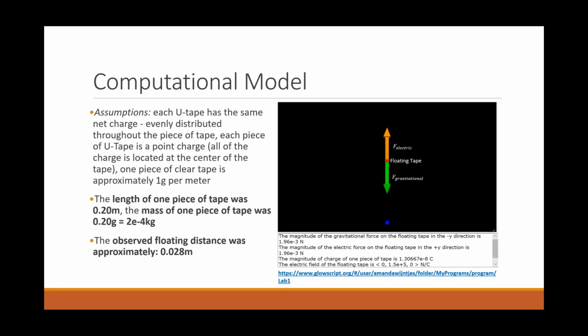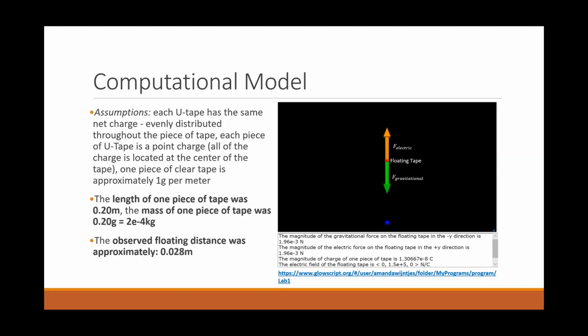Some of the assumptions for my computational model were that each U-tape has the same net charge, evenly distributed throughout the piece of tape. Each piece of U-tape was treated as a point charge, meaning all the charge was located at the center of the tape. One piece of clear tape was approximately 1 gram per meter. The mass of one piece of tape was calculated to be 2e-4 kilograms.